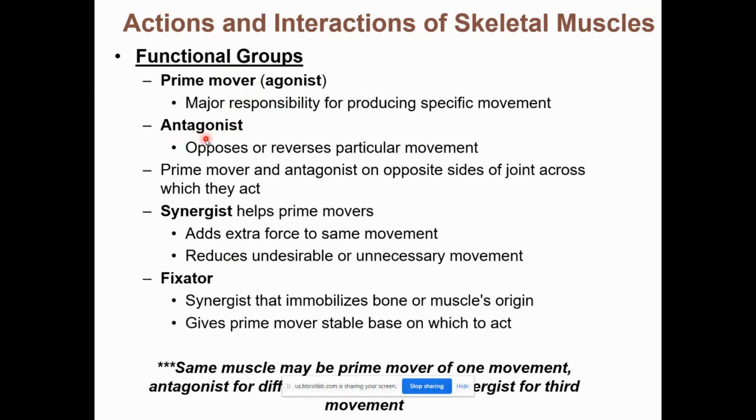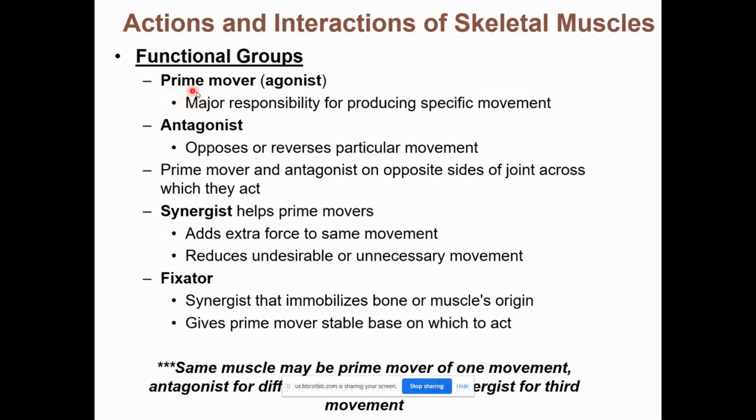The antagonist does the opposite. So when a prime mover is performing its movement, the antagonist opposes it. So if one muscle is contracting, the antagonist is being stretched. Now we can reverse that, and that antagonist can become the prime mover, which would make the original prime mover the antagonist. So one muscle doesn't necessarily just fit in one of these categories. One muscle can be any of these, or all of these, just at different times, depending on which movement is being performed.